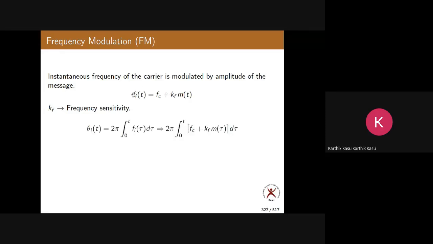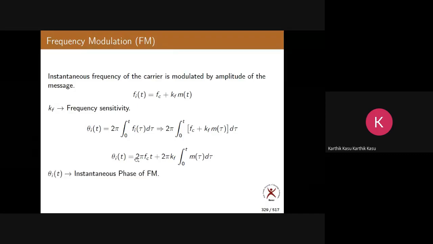Now, if this is the instantaneous frequency, what about the instantaneous phase? It is an integration, I told you just now. 2 pi integration of Fi of t. Integrate this. What do you get? Fct plus Kf integration m of t into 2 pi. You get this. Please remember, this is the instantaneous frequency and instantaneous phase of what kind of modulation? Frequency modulation. Now this is what we have as theta i of t. So this is finally theta i of t.